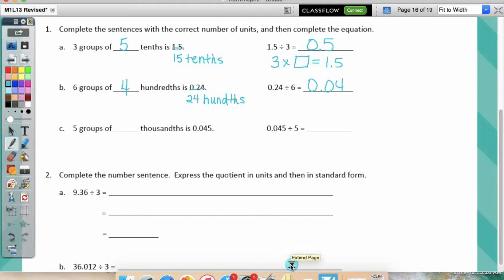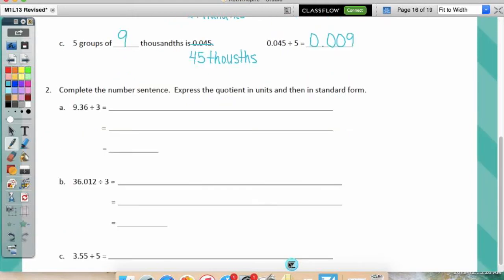The next one, 5 groups of blank thousandths is, we're rewriting this, 45 thousandths. So 5 times what equals 45? 9. Can't answer before I'm done asking, or I won't be able to hear you. Okay, so how do I write 9 thousandths, Alan? Good. 0.009.